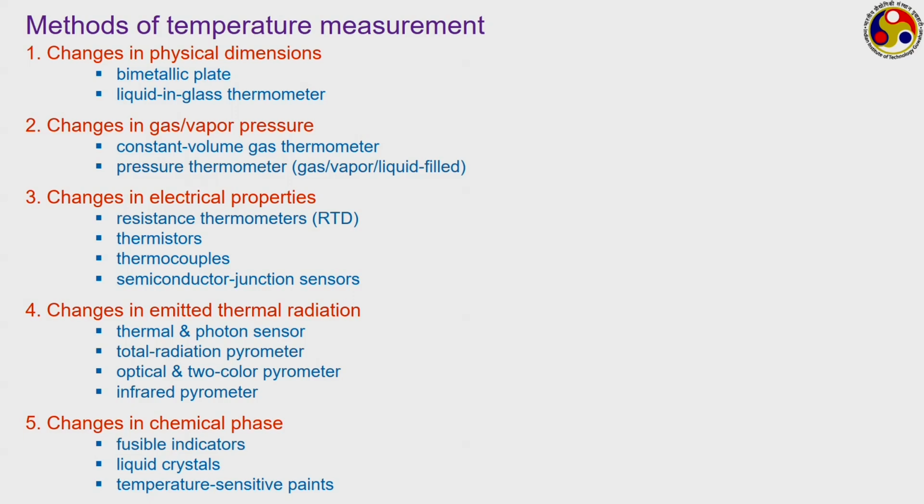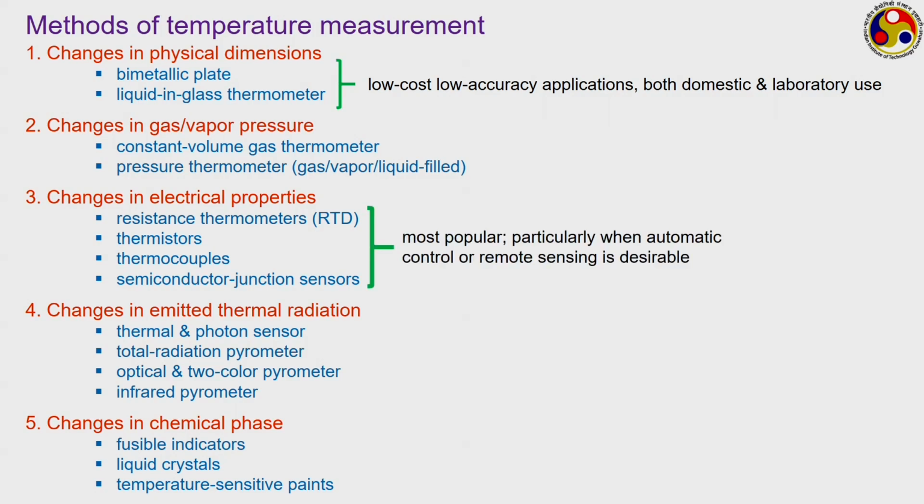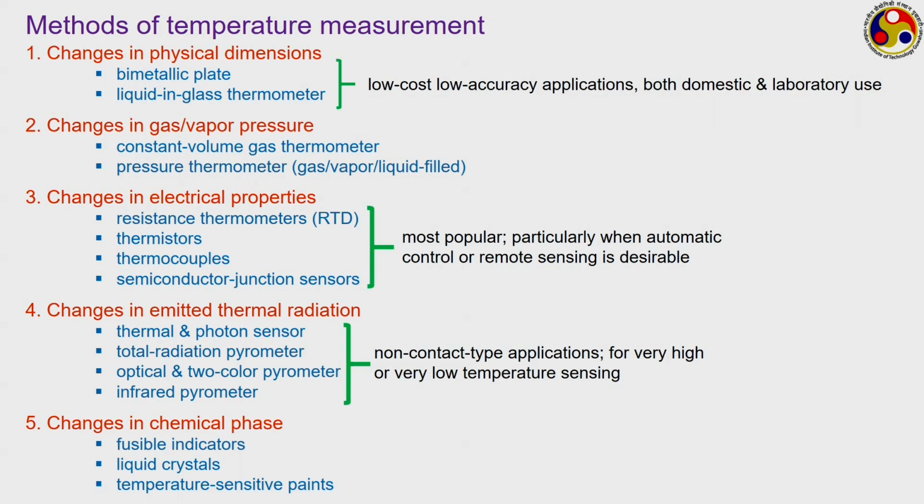Out of all these 5 kinds of categories, the first one, that is changes in physical dimensions, are low cost, low accuracy applications. So, for domestic or for crude laboratory applications, we can always go for this. However, a more popular one is the change in electrical properties like RTD, thermocouples, etc., very popular in industries and also in scientific research. Particularly when you are looking for automatic control or remote sensing, then we have to go by something like this or a more advanced option. And the changes in emitted thermal radiation are non-contact applications, which we generally make use of for very high or very low temperature sensing.